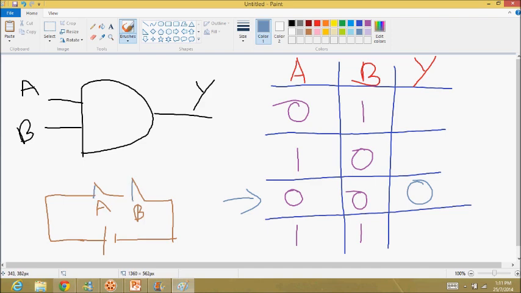Now, suppose I close both the switches. I press both the switches and close them. Well, now you'll notice that there is a complete closed path for current to flow. And therefore, the output will be 1. It will be a closed circuit.